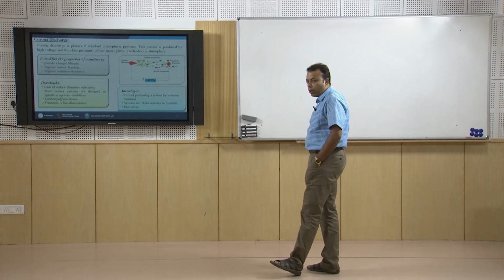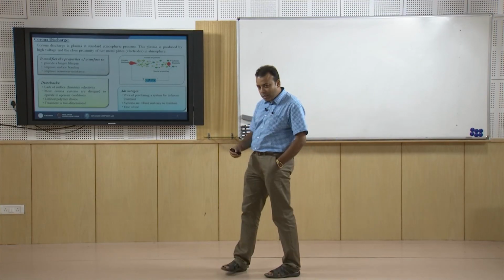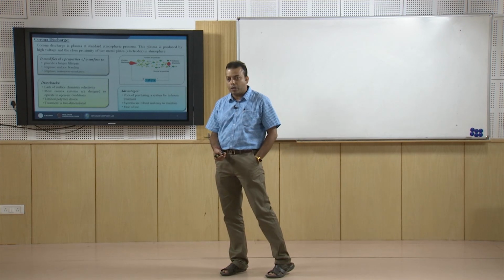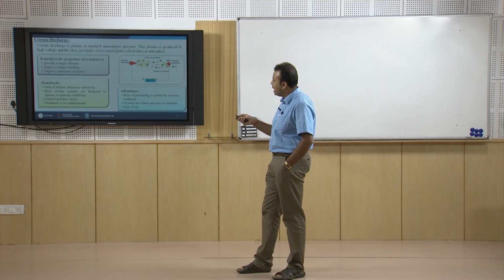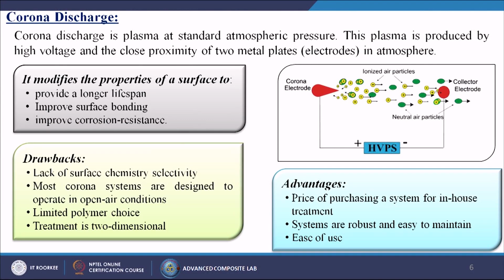Next one is the corona discharge, which we can say is a slightly modified version of the plasma treatment. From this we can understand that corona discharge is plasma at standard atmospheric pressure. This plasma is produced by high voltage and the close proximity of 2 metal plates in the atmosphere. So, in this case you can understand that we have 2 electrodes, one acting as positive and the other acting as negative.